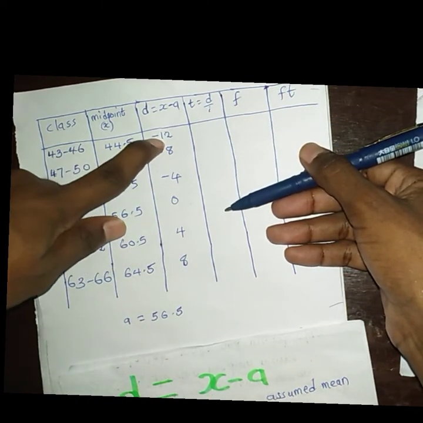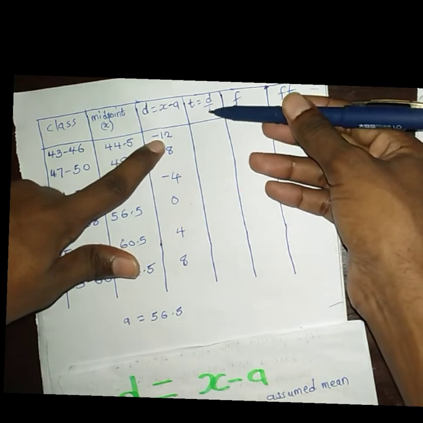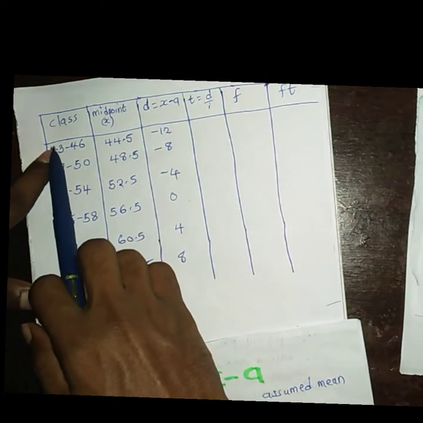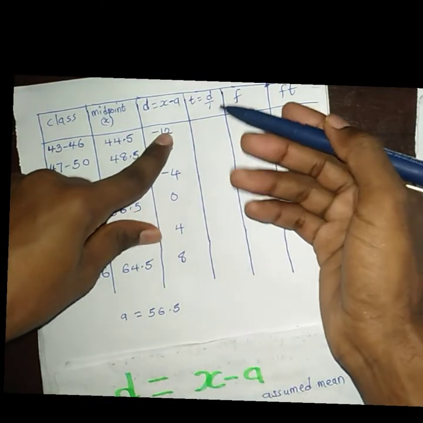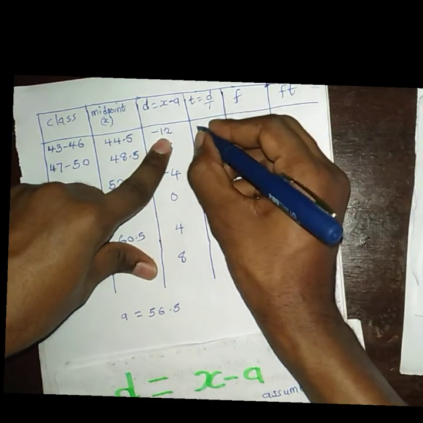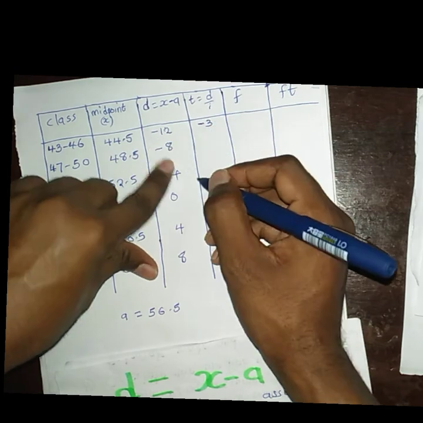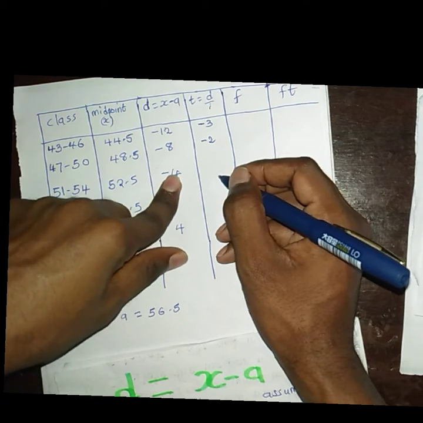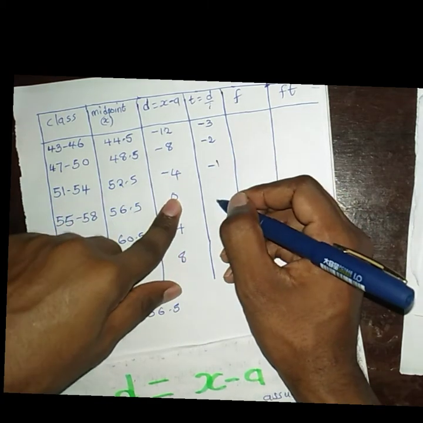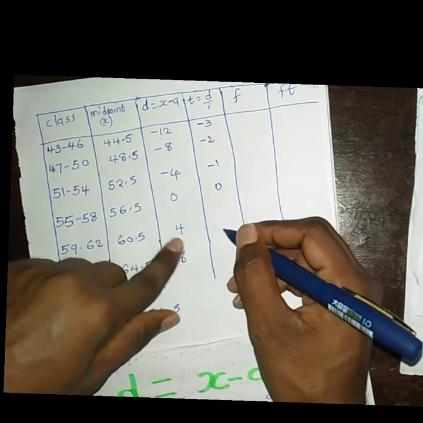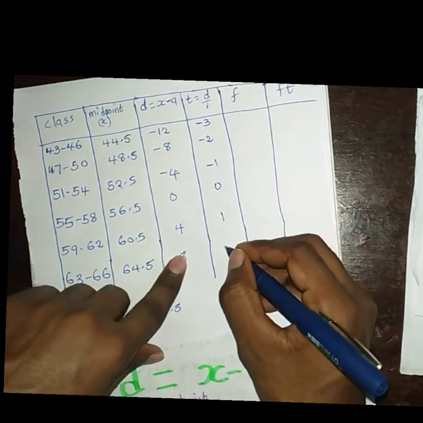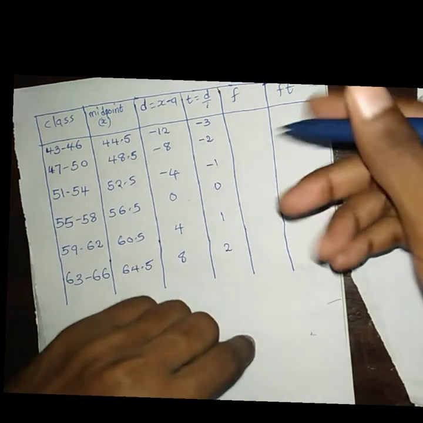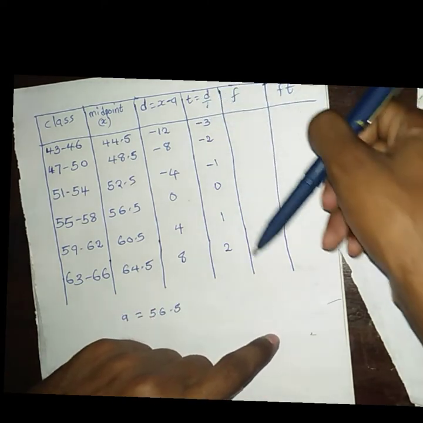So negative 12 divided by I, the class length or class interval, and our class interval was 4. So negative 12 divided by 4 is negative 3. Negative 8 divided by 4 is negative 2. Negative 4 divided by 4 is negative 1. 0 divided by 4 is 0. 4 divided by 4 is 1. 8 divided by 4 is 2. We fill this column. There's also an easy way of filling this column.